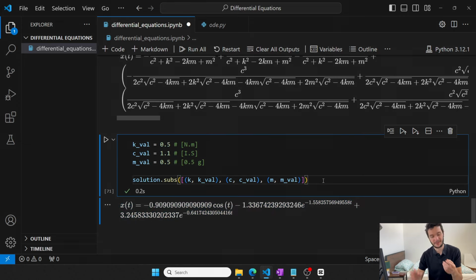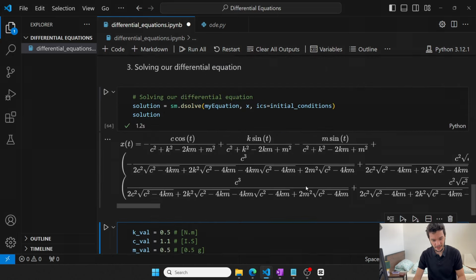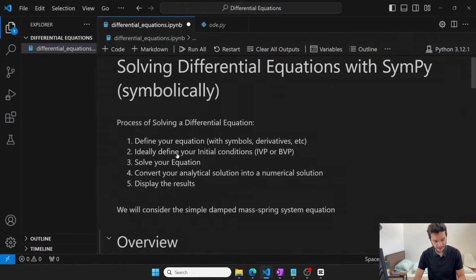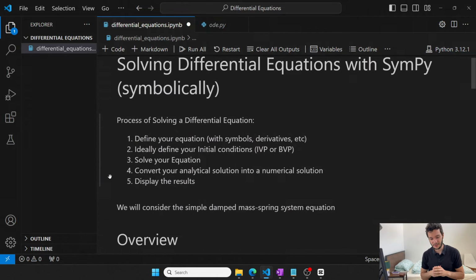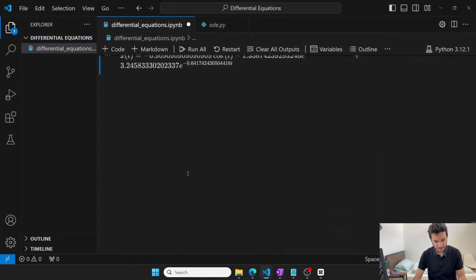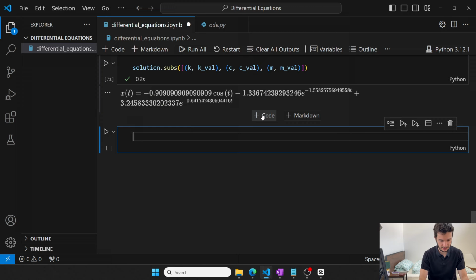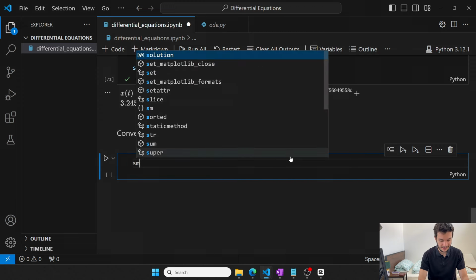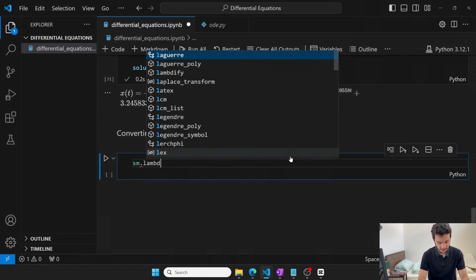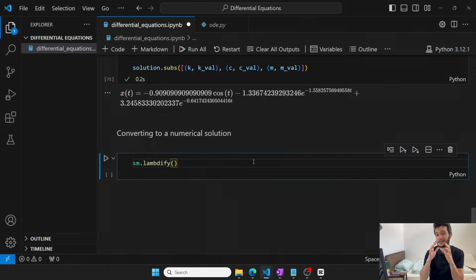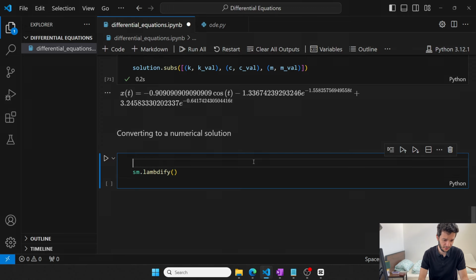Once we have our solution and the initial conditions, what we are going to do is go through step 4, which is to convert your analytical solution into a numerical solution. To do this, there is a function called lambdify. So here I can use sm.lambdify. The sm.lambdify is a function that allows you to take a symbolic expression within SymPy and convert it into a numerical function. Now let me show you a brief example.